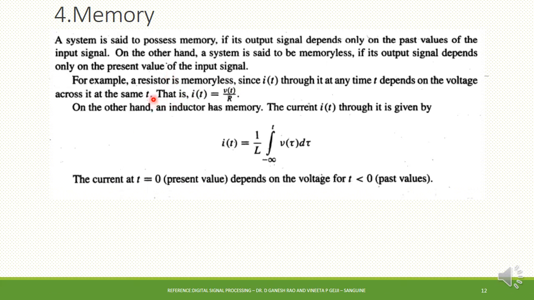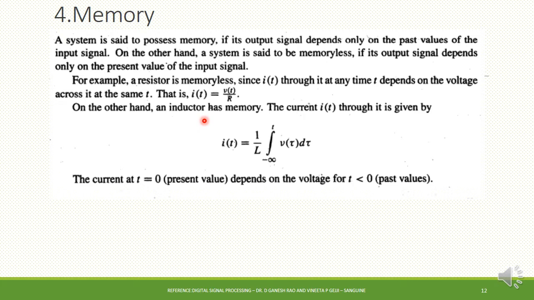But there is also an electronic device: a resistor is called memoryless because it is not saving or storing any data. The current i(t) through it at any time t depends on the voltage across it at the same time t, that is, i(t) is equal to v(t) divided by R. This is for the resistor.